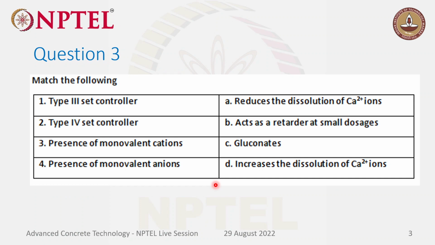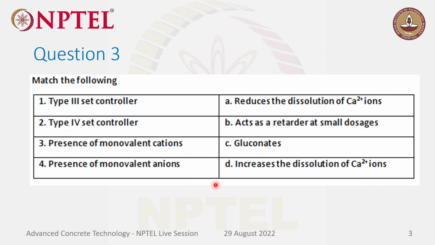Moving to question 3. Question 3 also I have not launched in polls, so please give your answer in the chat box. Let me start the timer now for 2 minutes. After 2 minutes, let's see the answer. If you have seen, there are totally 5 different types of set controlling agents. They have classified them as type 1, type 2, type 3, type 4, type 5. If you know that, you'll be able to match it.